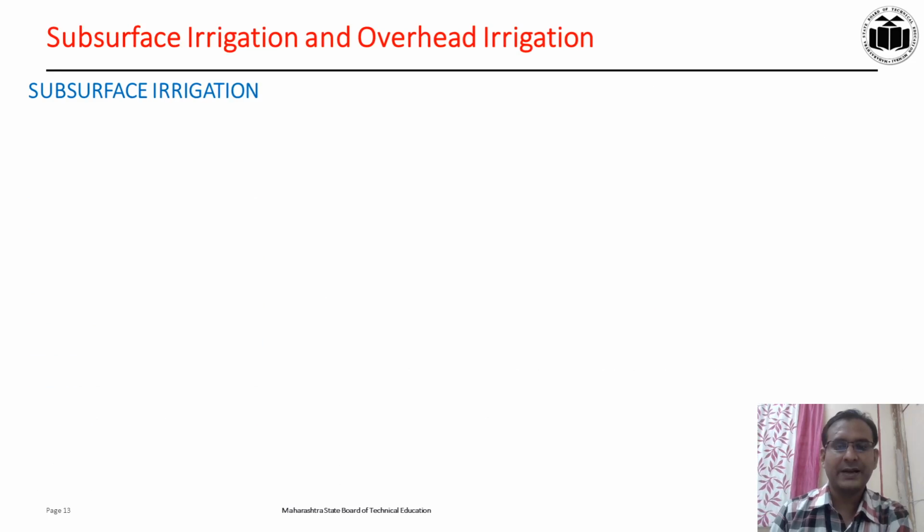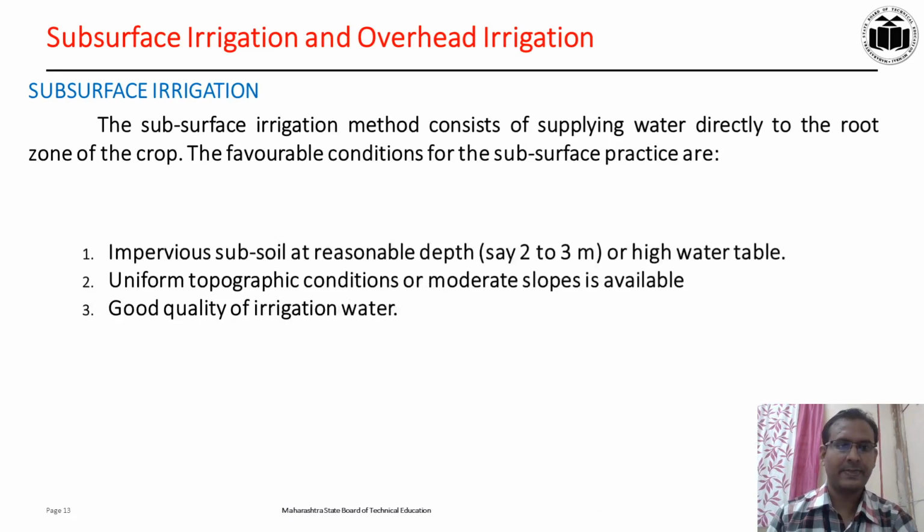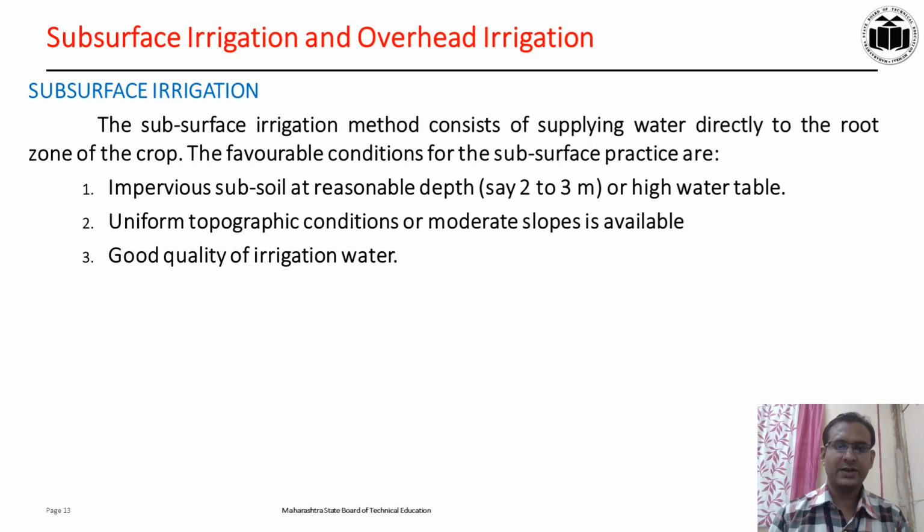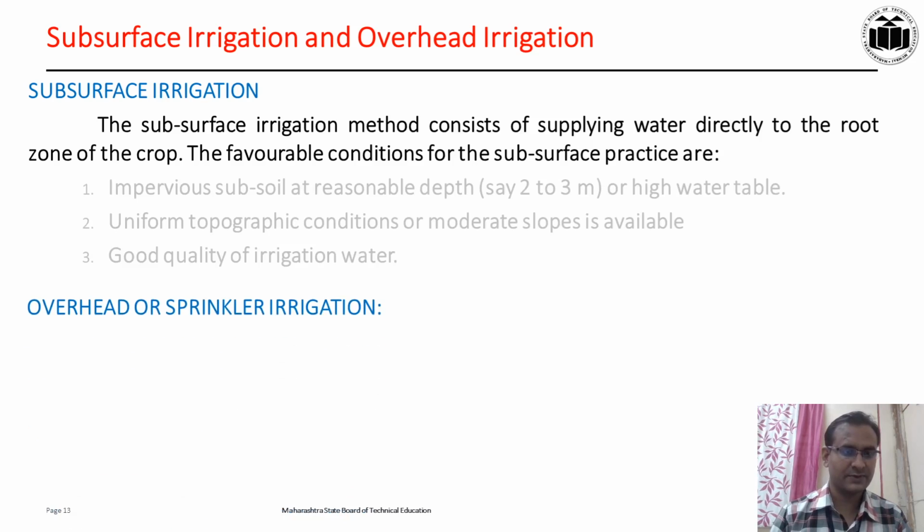Next method, that is subsurface irrigation. The subsurface irrigation method consists of supplying water directly to the root zone of the crop. Favorable conditions for the subsurface practice are: number 1, impervious subsoil at a reasonable depth, uniform topographic conditions, and good quality of irrigation water. Under this situation, you can prefer subsurface irrigation. Next method of irrigation is overhead or sprinkler irrigation.